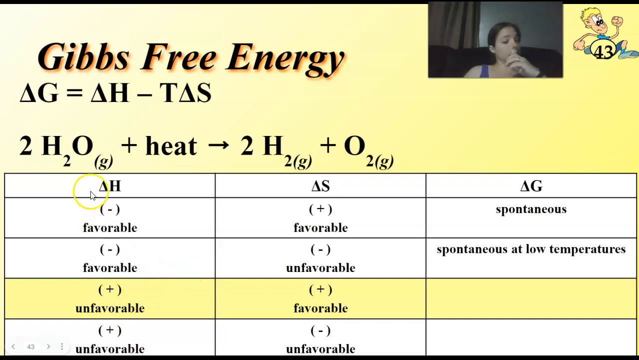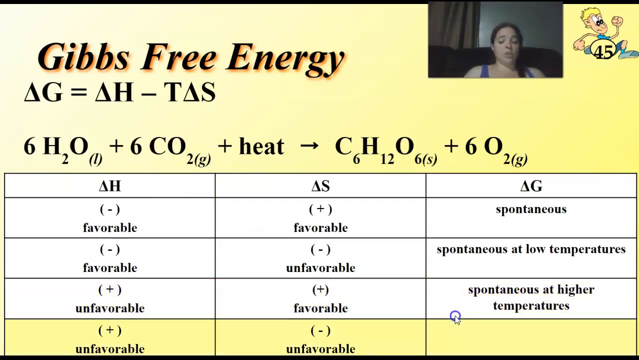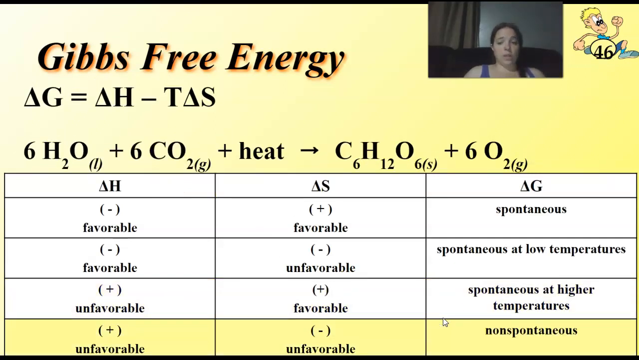This one, unfavorable, because it's positive. Doesn't like it. Favorable delta S, going from this to this, endothermic, spontaneous at high temperatures, and just know this is non-spontaneous. Don't worry about Gibbs free energy. We're not really going to go over it.